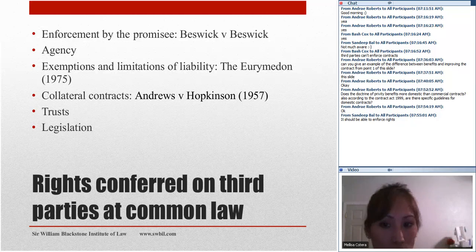The owner of the machine argued that the stevedores could not rely on the clause as they were not privy to the contract and had not provided any consideration. The court held that the stevedores had provided consideration in the form of services of unloading the machine. So therefore, the stevedore had protection from the limitation clause and the claimant's action was unsuccessful.